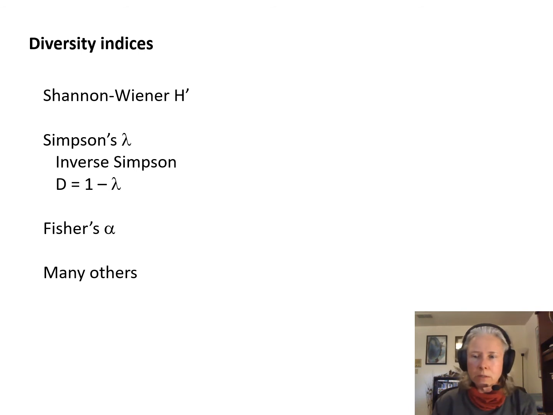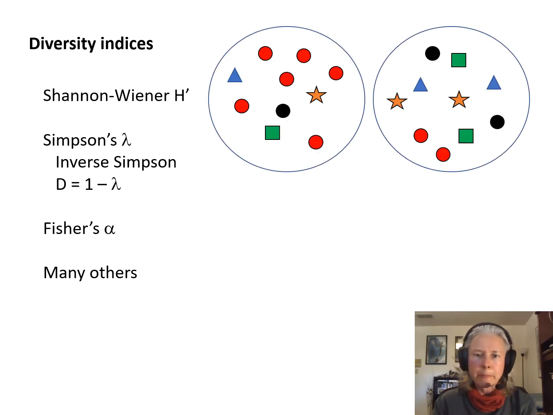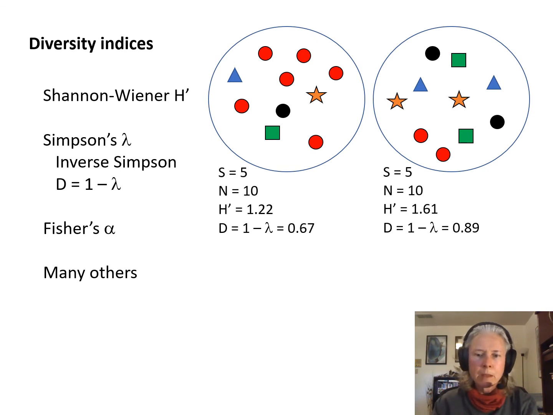And there are lots and lots of others. And every metric has its utility and its problems. So what you do is you calculate the value of each one of these for a given community. So if we go back to our little example of the two communities with the shapes, here are the values of richness, of the number of individuals, of the Shannon-Wiener index, and of the D, the 1 minus Simpson's index here. And you can see the differences between these two.